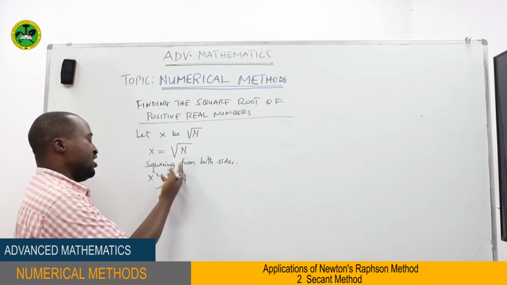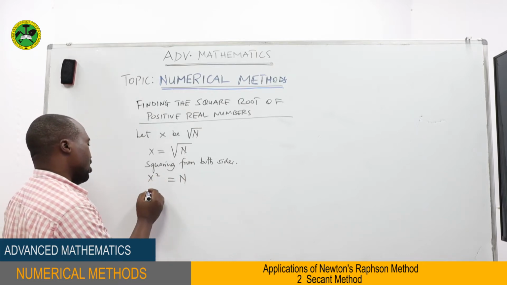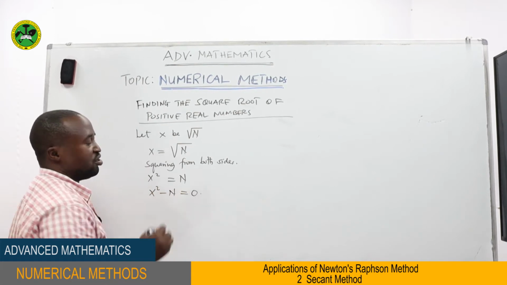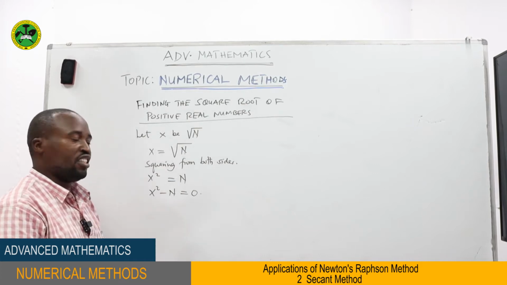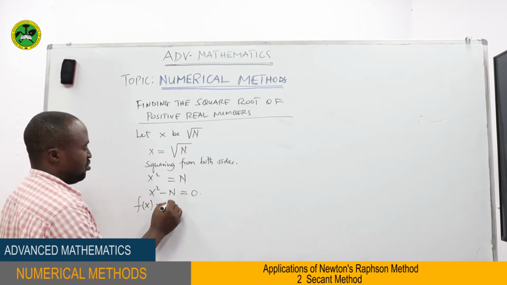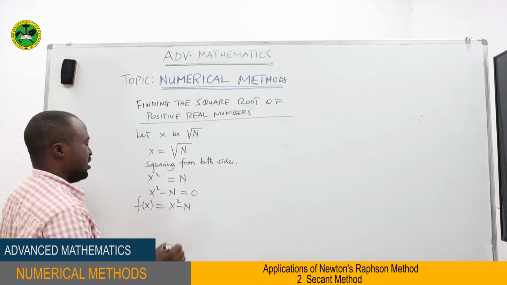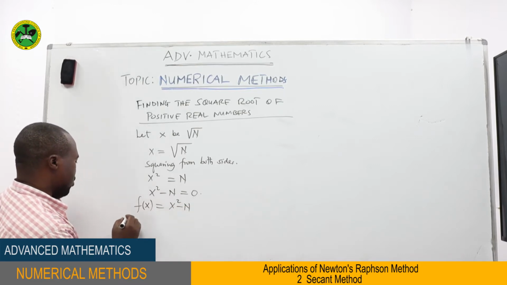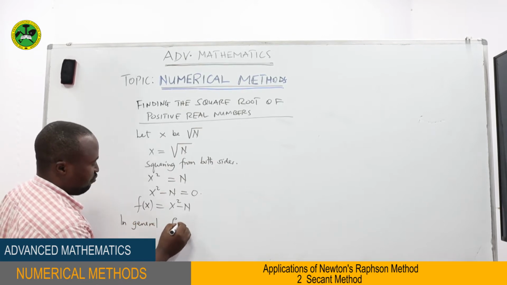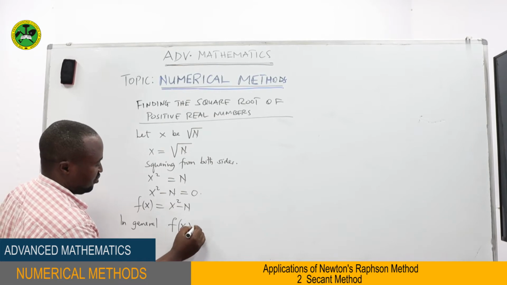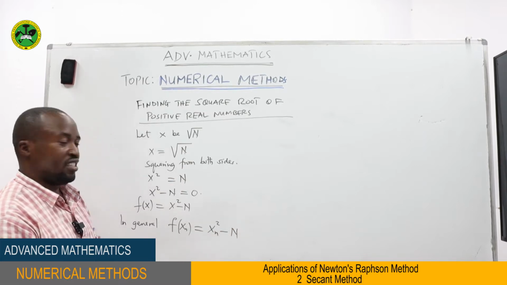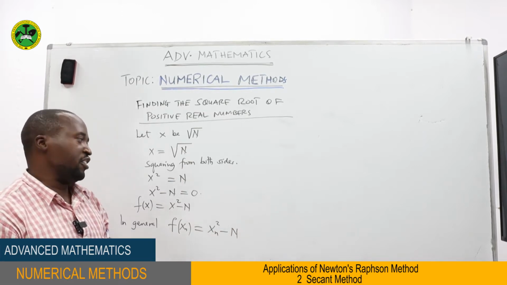So let us shift n to our left-hand side. So we're going to have x squared minus n is equal to 0. Now, my dear student, suppose this is our function. That is f of x is equal to x squared minus n. Now, in general, we say f of xn is equal to xn squared minus n. That is just the general function.